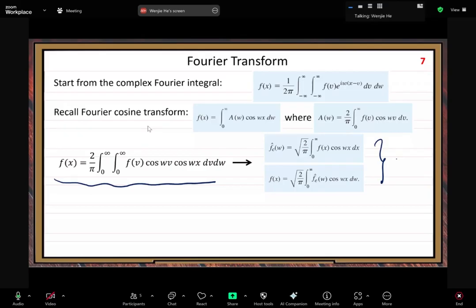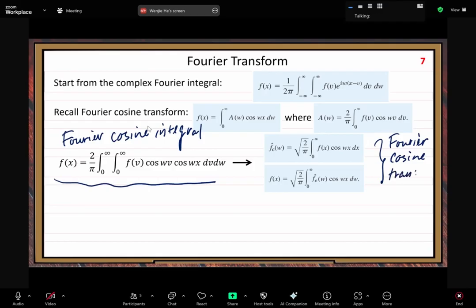This is what we call the Fourier cosine integral formula. Then we go to the Fourier cosine transform. So that's how we do the translation. We can treat this step as a special translation step.